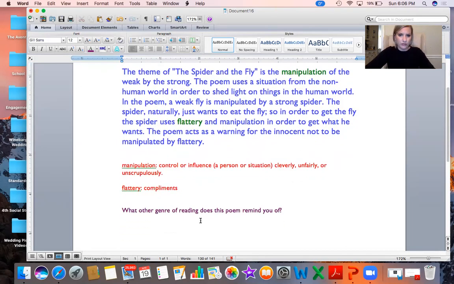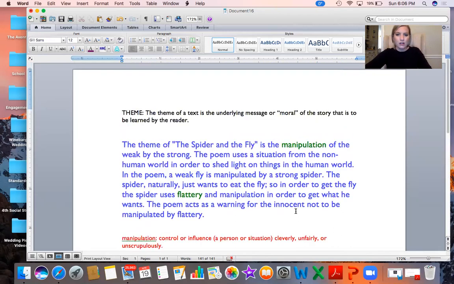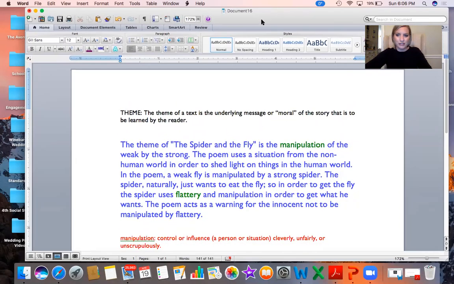And I have a question for you in the purple. What other genre of reading does this poem remind you of? I already gave you the answer earlier, but the genre is fables, right? Because we have 2 talking animals and we have a moral at the end, okay? All right, so that is The Spider and the Fly by Mary Howitt, an English poet, published in 1829.